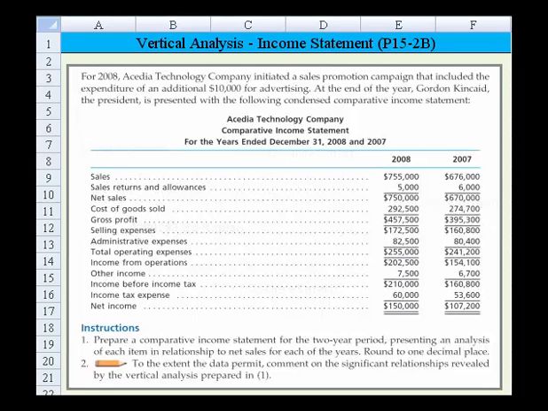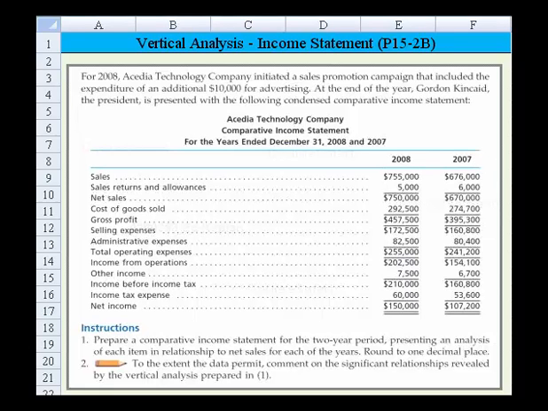The Acadia Technology Company initiated a sales promotion campaign that included the expenditure of an additional $10,000 for advertising. At the end of the year, Gordon Kincaid, the president, is presented with the following condensed comparative income statement. Even though it's a little bit small, you can see it on the screen here, right? So we're presenting the income statement, 2008 to the left of my mouse appears first, then 2007.